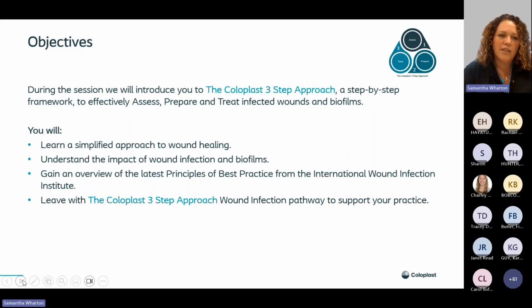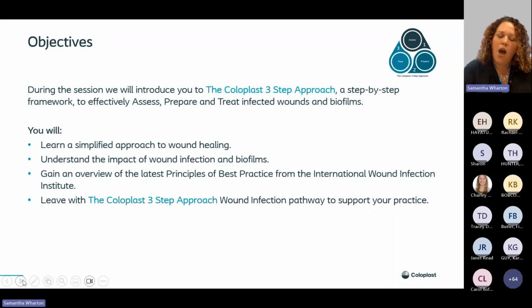Throughout this session, we'll learn a simplified approach to wound healing. And I think that's a real key. It's looking at wound healing rather than wound management. For a long time, we've talked about wound management, but we really need to change that language and look at wound healing, progressing those wounds to actually get the outcomes for the patients. Understanding the impact of wound infections and biofilms, how the biofilms interact within that wound bed and actually halt and make those wounds static. So we're going to have a look at that.